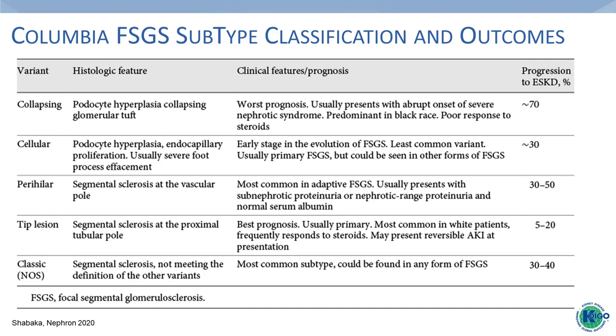Juxtaposed to the collapsing variant, the tip lesion actually carries the best prognosis, with the lowest risk of progression to end-stage kidney disease, between 5 to 20%. It frequently responds to steroids. Again, the clinical presentation can be fairly abrupt and may present with acute kidney injury, but it is fairly responsive to immunosuppressive therapy.